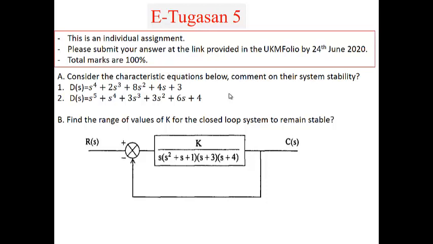Before we stop, okay, they have the tugasan 5 for you. This is the individual assignment. Please submit your answer at the link provided in the UKM folio by 24th June 2020, which is the next Wednesday. The total mark is 100%. So they have A and B question. You need to answer all. I think that's all from me. I will upload the slide into the UKM folio, and you can download it, and then you can answer the tugasan 5, and by 24th June you need to submit it into the UKM folio also, the link provided there.